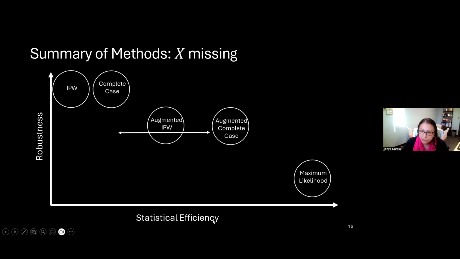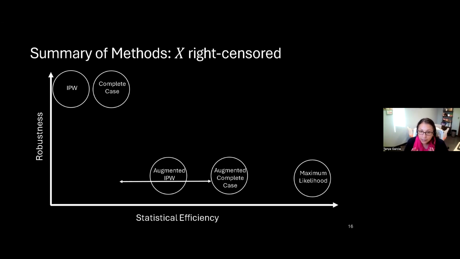Statistical efficiency is about variability. We want a method that gives us an estimator with very low variance, which is the same as saying high efficiency. So we had found these 5 different methods. We identified their properties, and we showed that yes, these methods can apply to both X being missing and X being right-censored, but the methods need to change in order to work properly for the right-censoring case. By digging deep into these methods, we also saw that their properties change depending on whether you have a missing data problem or a right-censored problem.